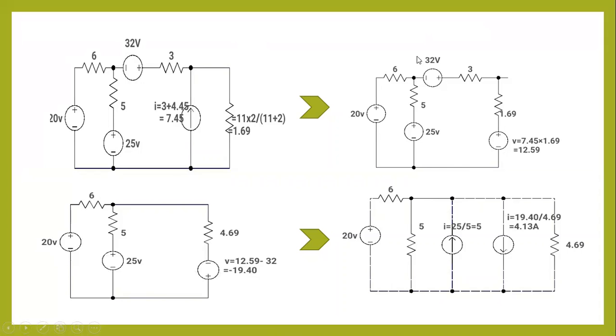If two voltage sources are in series, first we need to check the polarity. Here the current direction is from minus to plus, here plus to minus. Both the polarities are the same. Hence we will do 12 minus 12.59 minus 32, and we will get minus 19.40. So we have to write the polarity of the bigger number, which is nothing but 32: minus first and then plus next. 3 plus 1.69 is 4.69. Next, the left side part, just connect as such.